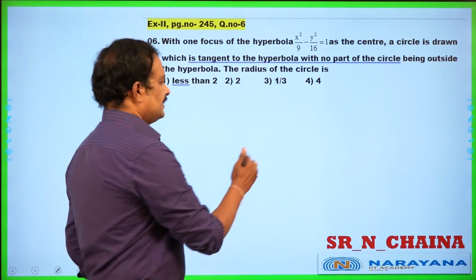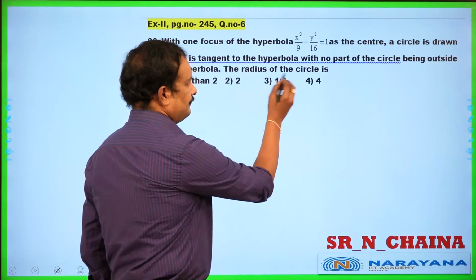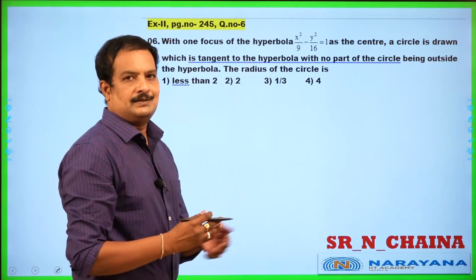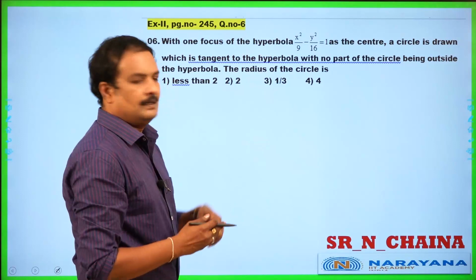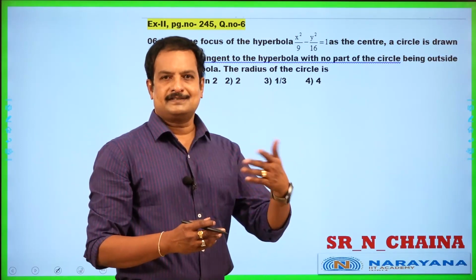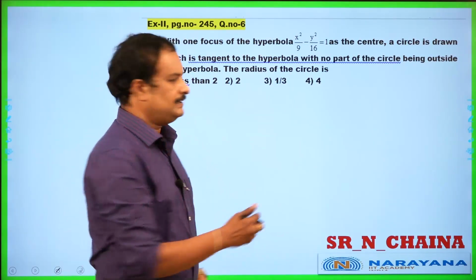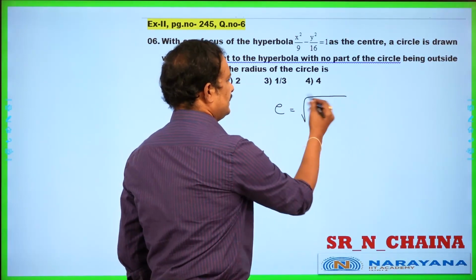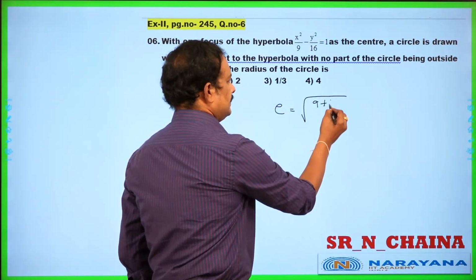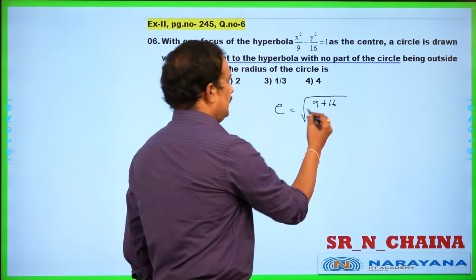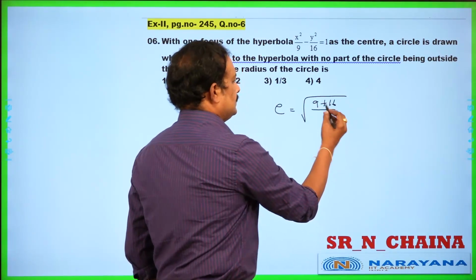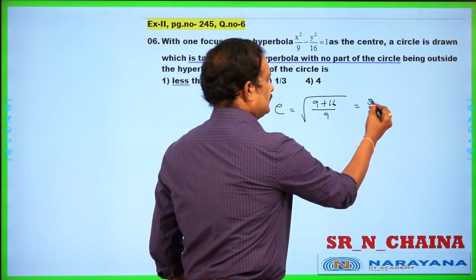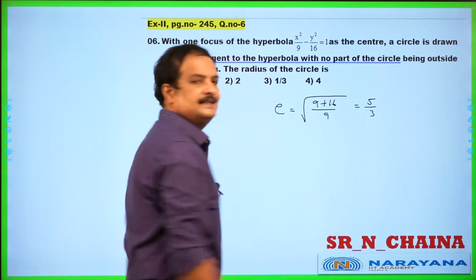So in this case, very clearly, first you may take the focus for this one. So let's calculate eccentricity of this one. What is the eccentricity? Root over a square plus b square by a square. First let us calculate this one. So root over a square, that is 9, and here we have the plus 16 and divided by 9. So that is 5 by 3. So this is the eccentricity.